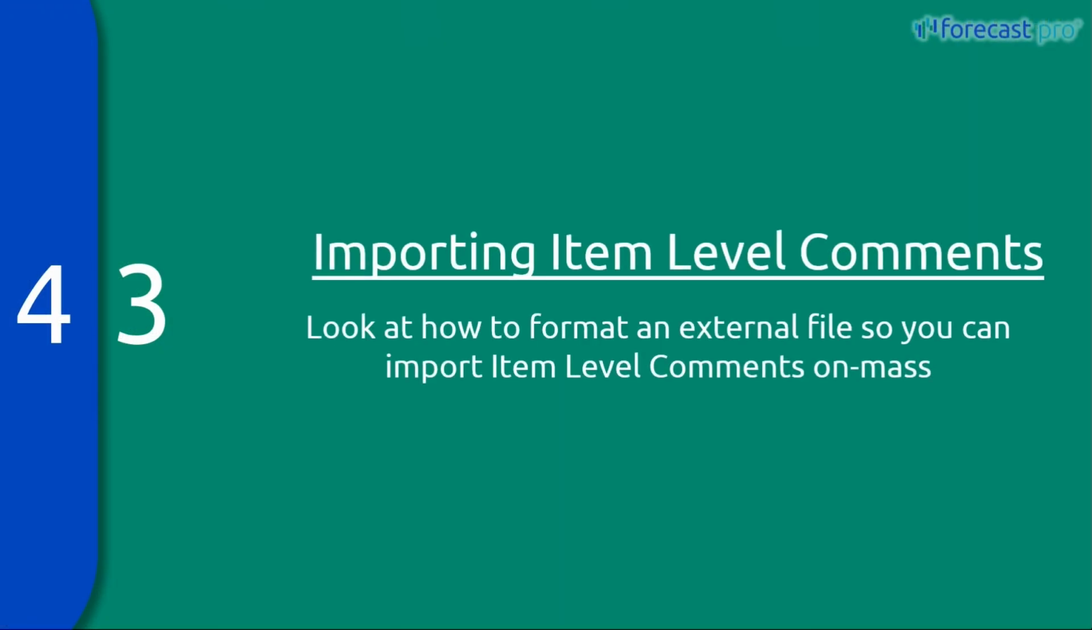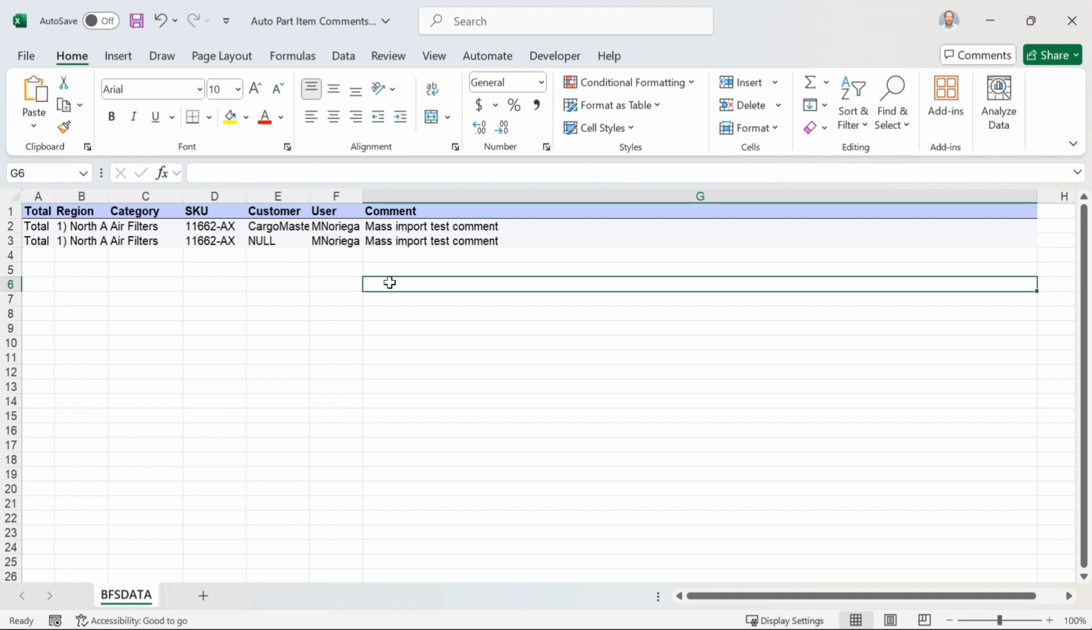In our third example, we'll look at importing item level comments from an outside source. So if you wanted to do this in a big batch process to lots and lots of items, you can do that. So let's take a look at how that happens. In our previous example, we looked at making item level comments one at a time within Forecast Pro. And this is very useful when you're working with a small scale process. But if you wanted to mass import a whole bunch of comments onto lots of items all at once, you can. We would load it in from Excel.